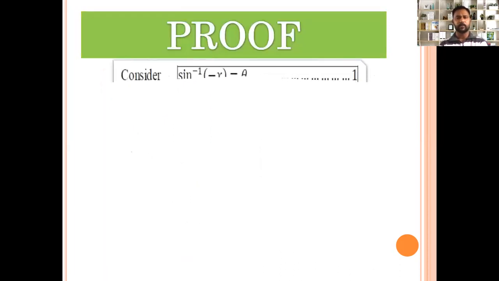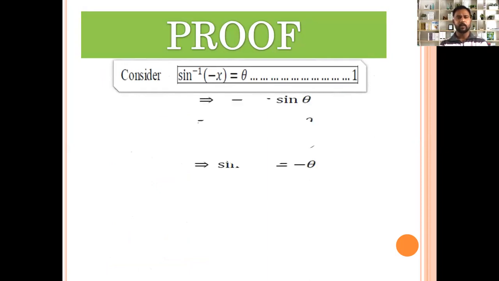One of the proofs from the first club: consider sine inverse of minus x is equal to theta. The inverse of a trigonometric function gives an angle. Let us consider it as equation number 1. Now take sine to the other side. That means minus x becomes, with sine inverse moving to the other side, sine theta. So minus x is sine theta. Multiply by minus: x is equal to minus sine theta. That means x is equal to sine of minus theta.